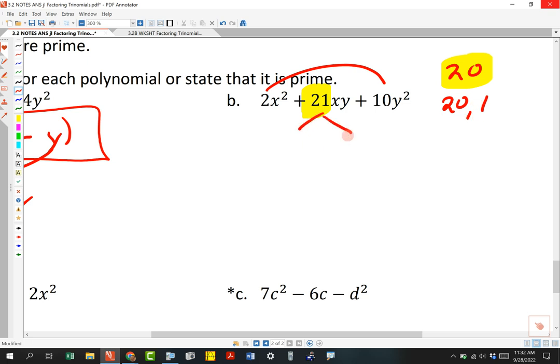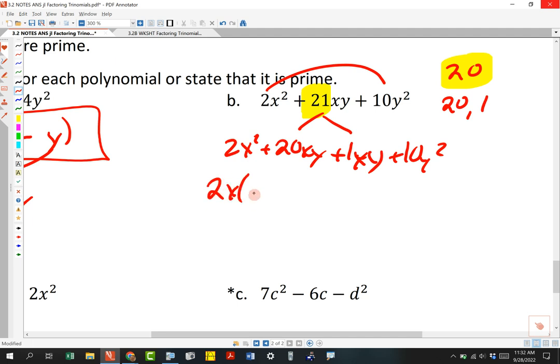We're going to break this into two pieces. If you want to write 1xy first, great. And 20xy second, great. If you want to flip them around and do 20xy here and then 1xy here, that's totally okay. So I've got a 2x squared, plus that, plus this, plus 10y squared. And then I'm going to start taking things out. I can take out a 2 and an x. I'm left with an x and a 10y. And I can take out... Andy, what am I going to take out?